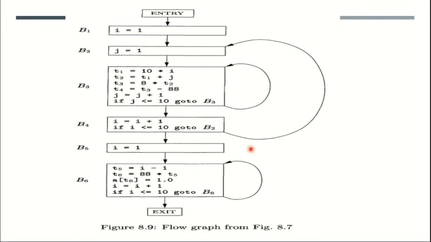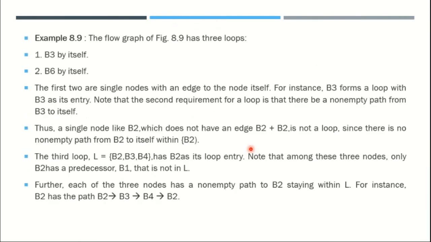With the help of these flow graphs, we can easily identify whatever loops exist. So B3 is a loop by itself, B6 is also another loop by itself, and the third loop starts from B4, moves to B2, then B3, and again B4. So this is the third loop: B2, B3, B4, again B2. These are the several loops existing in the above discussed example of three address code representation.